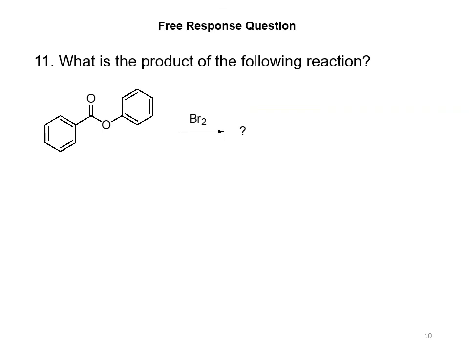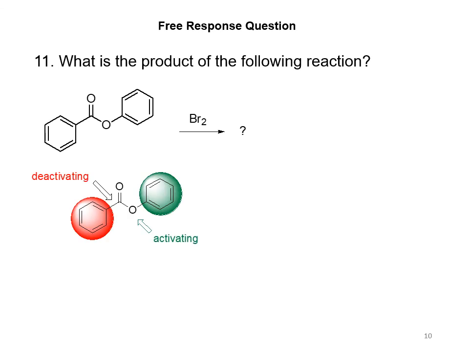And finally, a free response question. What is the product of the following reaction? So this is bromination of phenyl benzoate. In this case, we have two benzene rings, and they are attached to an ester group. Note that one benzene ring is attached to the carbonyl group, shown here highlighted in red, and that's a deactivating substituent. So that benzene ring is deactivated. The other benzene ring is attached to oxygen, and that's an activating substituent. So that benzene ring is activated. It's highlighted in green. So the benzene ring in green will be reacting, not the one in red.